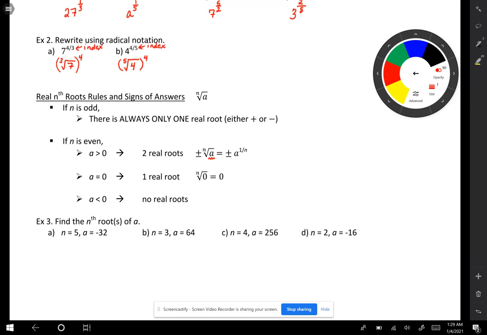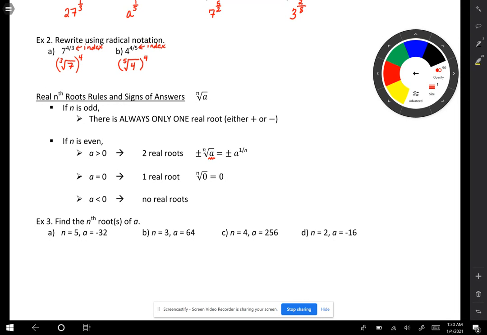If a is equal to 0, like you see in the second row, then you're only going to have 1 real root, and that's the answer 0, because it's always going to be 0. And if a is less than 0, there's not going to be any real roots. You get into imaginary roots.